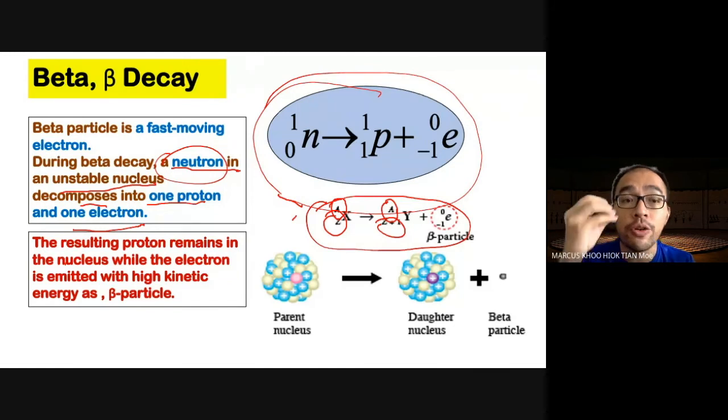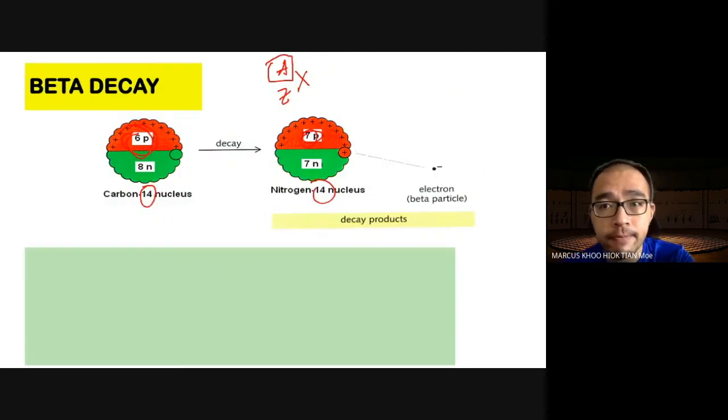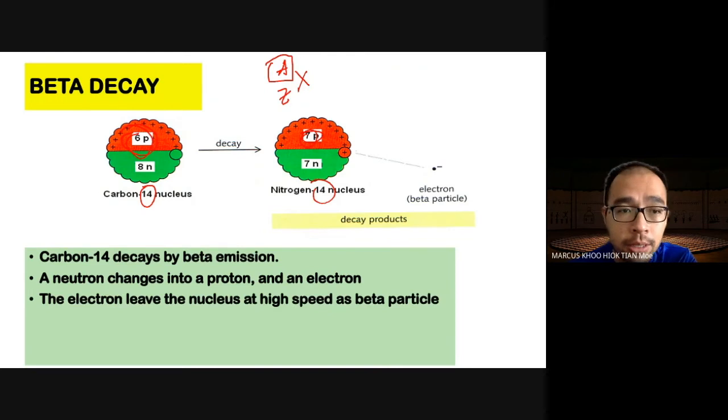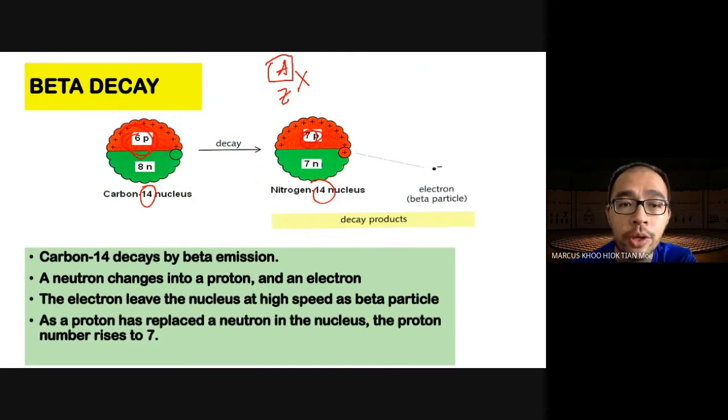The neutron is the one that actually decomposes into one proton and one electron, and the proton joins the daughter nucleus, but the electron is released. So what happens is the carbon-14 decays by beta emission. A neutron changes into a proton and an electron. Notice that this line has appeared once again, to show you that this is a very important sentence when we talk about beta decay.